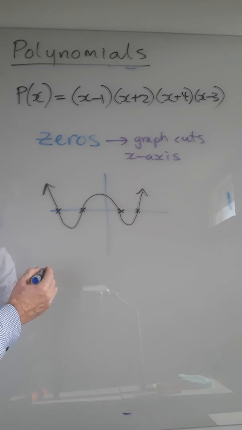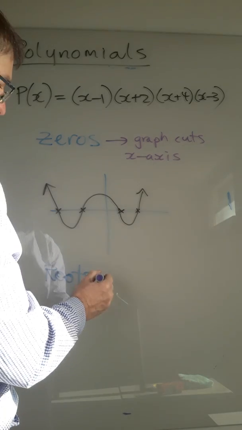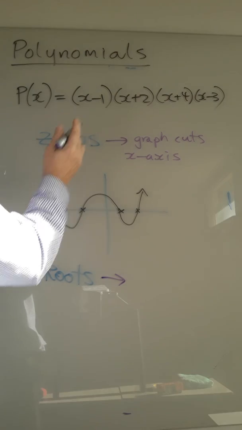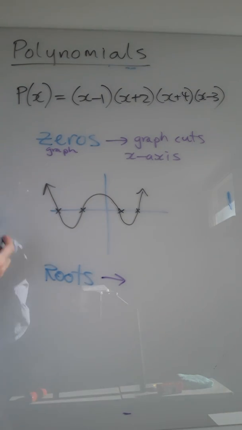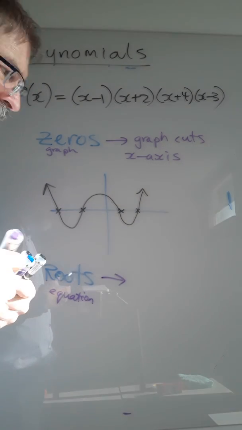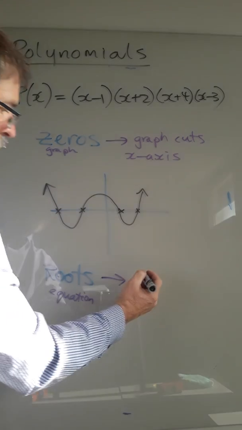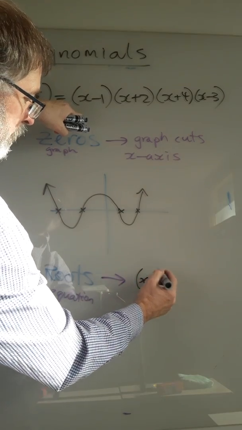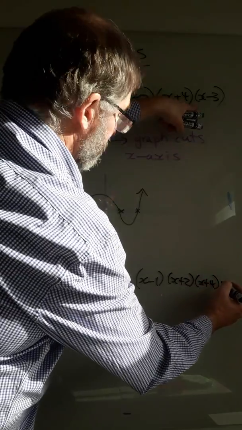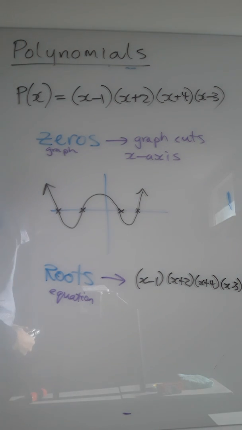The other word you might see is roots. Right? Now, zeros refer to a polynomial or a graph, whereas perhaps you think of it as referring to a graph of an entire function or a polynomial, whereas roots are talking more algebraically. They refer to an equation. Now, what equation are roots referring to? They're referring to the equation where this polynomial, (x minus 1)(x plus 2)(x plus 4)(x minus 3), equals 0. That's what they're referring to.